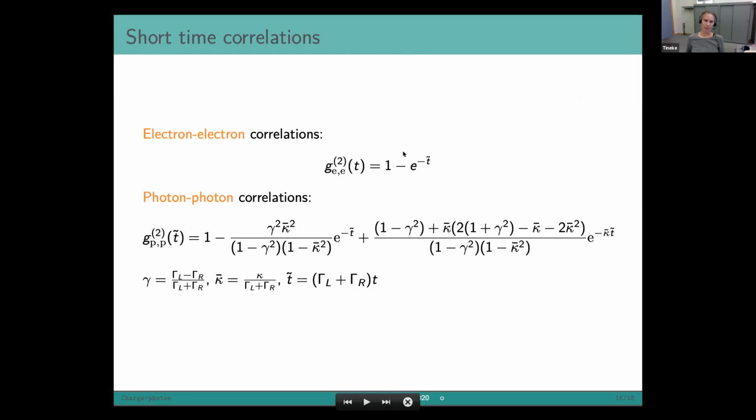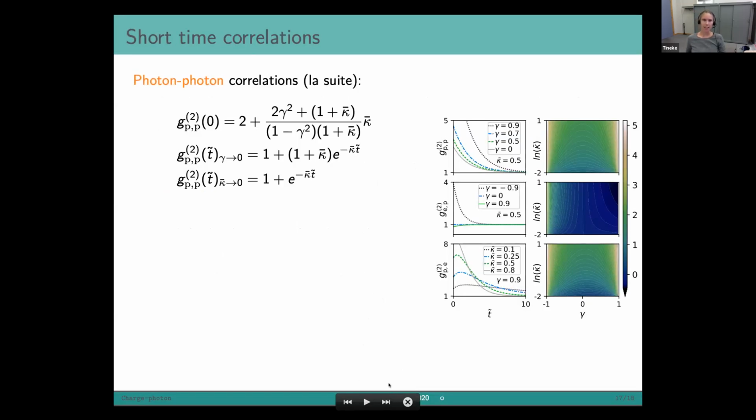So for the electron, there's no electron-electron G2 function, no surprise. The photonic G2 function depends on the symmetry of your dot, mostly on kappa, the leakage of your cavity, and the coupling, the dot tunneling rates. And you can solve this in a few limits, and you see that you always have bunching for your electrons.